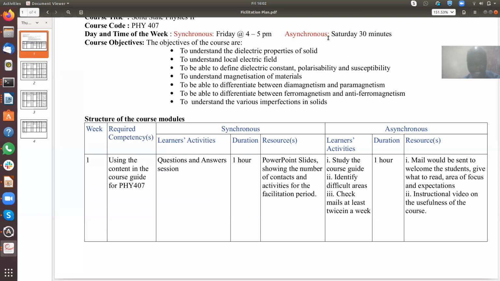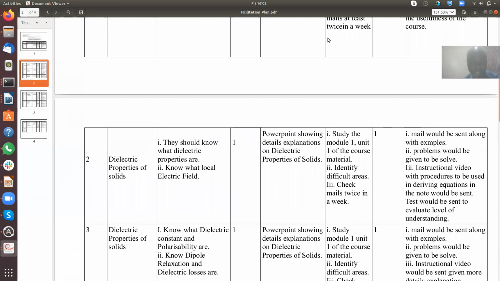So this week we shall proceed to the next thing on our facilitation plan, which is dielectric properties of solids. I think last week I started by introducing some of the concepts of dielectric properties of solids. So I will continue from where I stopped last week and try to reiterate what we discussed in detail last week.